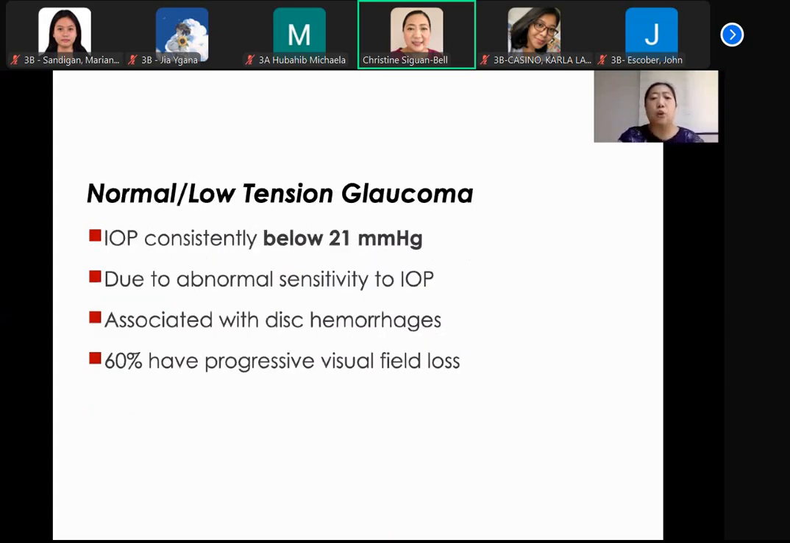There's also a condition called normal or low tension glaucoma. It has the same pathologic features of a primary open angle glaucoma, except the intraocular pressure is not that high. It's usually below 21 millimeters of mercury. This is due to the abnormal sensitivity of the optic nerve to the intraocular pressure. It's associated with disc hemorrhages, and 60% have progressive visual field losses.